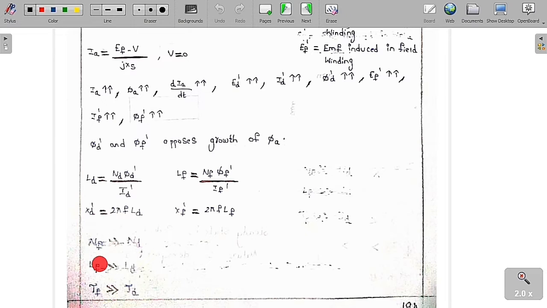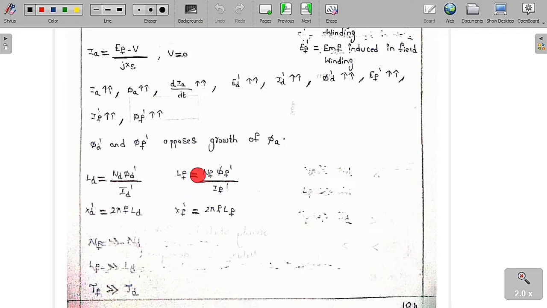Now, the number of turns of the field winding is always greater than the number of turns of the damper winding. This is always the truth. The number of turns of the field winding is always very much higher when compared to the number of turns of the damper winding. We can see clearly that inductance is proportional to the number of turns, and reactance is proportional to inductance. So more turns means more reactance. The field winding has more turns, so it has more reactance when compared to the damper winding.